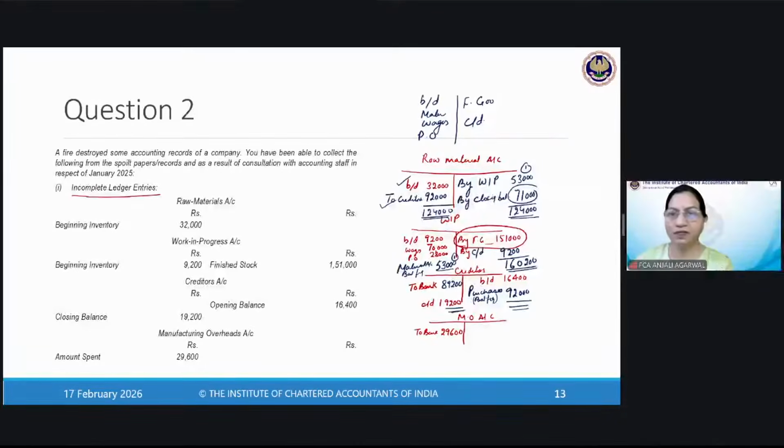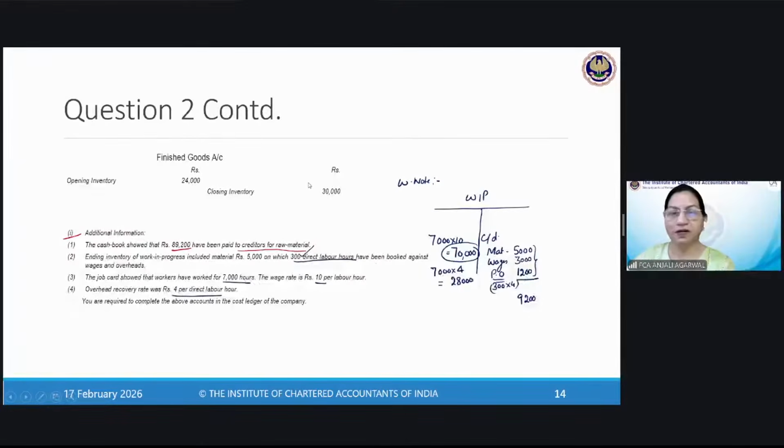So your raw material account is complete, WIP account is complete, creditors account is complete, and manufacturing overheads incurred are 29,600, but recovered is 28,000. So by costing P&L account, the difference 1,600 can be charged to profit and loss account. So this account will also get cancelled or complete, closed.